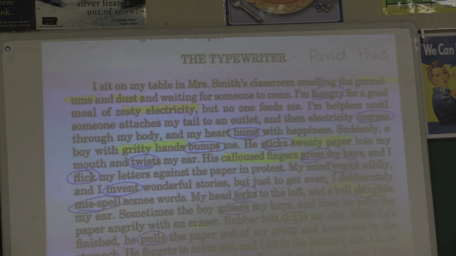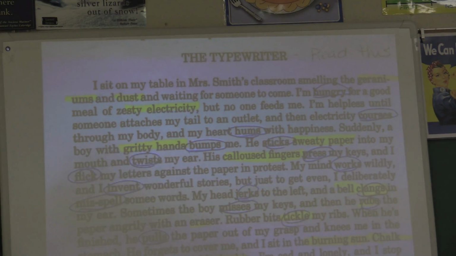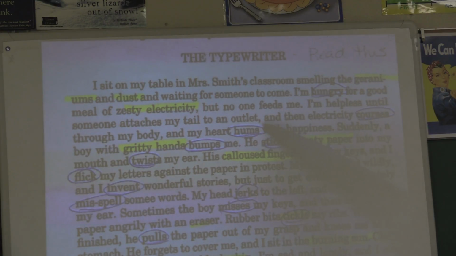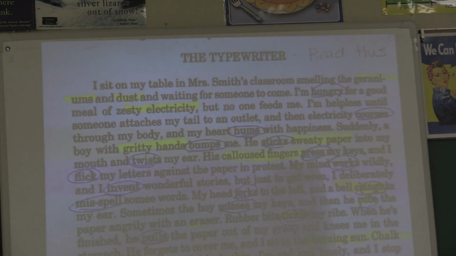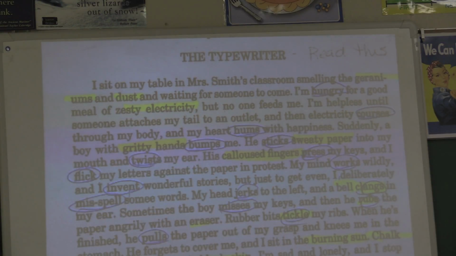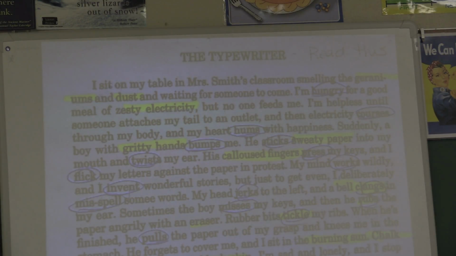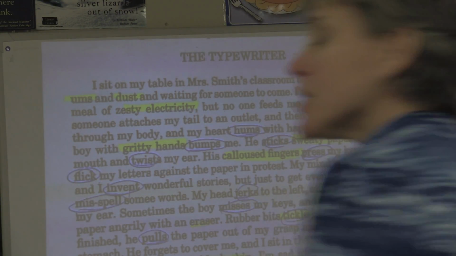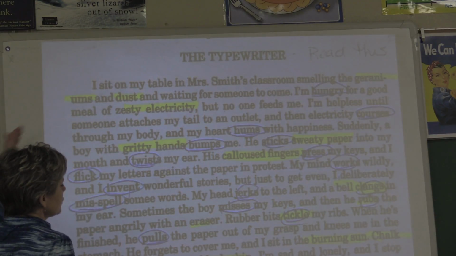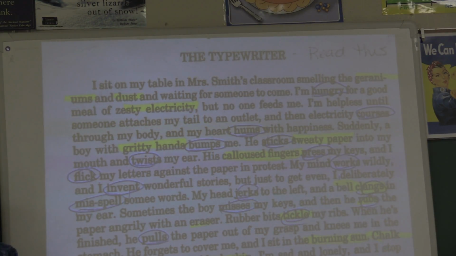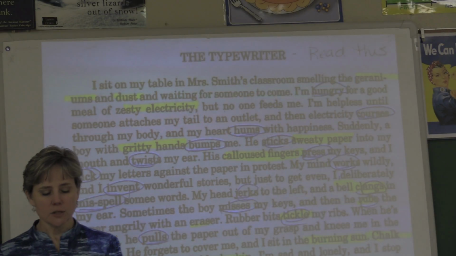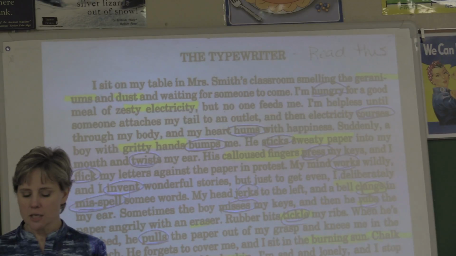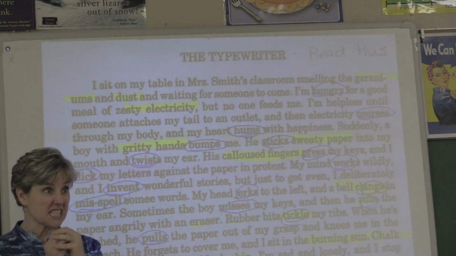Okay? Now, what are these words that I'm circling? Human characteristics: hums, courses, bumps, sticks, twist, press, flick, work, invent, misspell. What part of speech are the words that I have circled? Verbs. What type of verb? Action verbs. So, I wanted to show you this as a good example of elaboration because this student used personification. He personified a typewriter, which is not a human thing, of course. And he used action verbs in his description. He used imagery with the senses there.